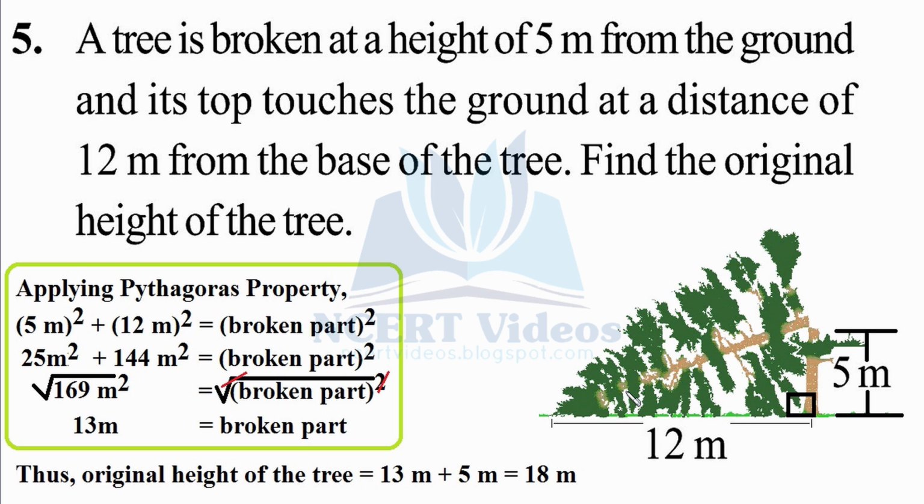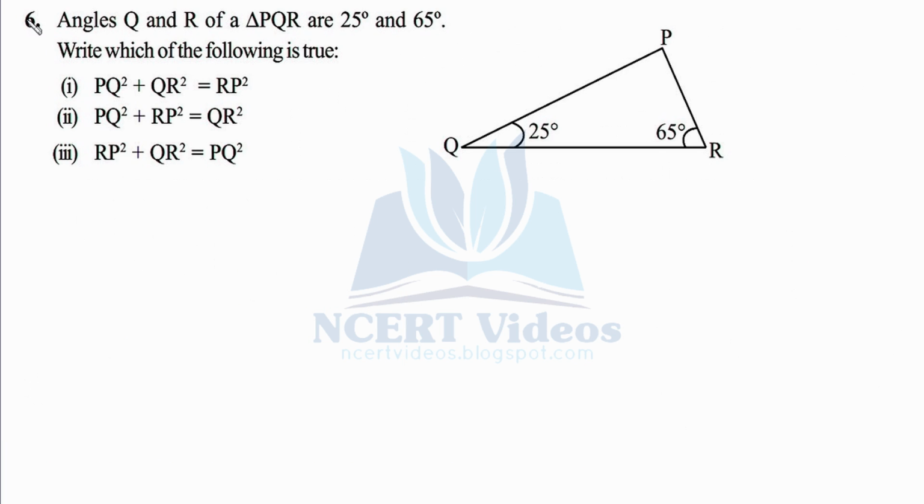And now it is simple. What will be the actual height? It is not only 13, you have to add this part also, which is still standing. That is the trunk. So actual length will be 5 plus 13. That is 18 meters. Again, units play an important role. You have to write them in every question. So the total length of the tree is 18 meters. That is your 5th.